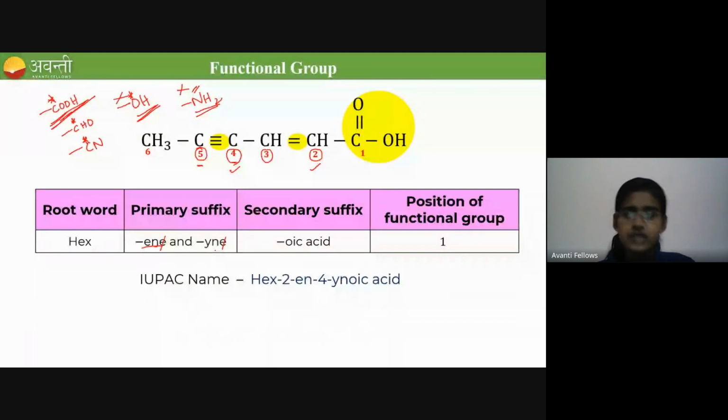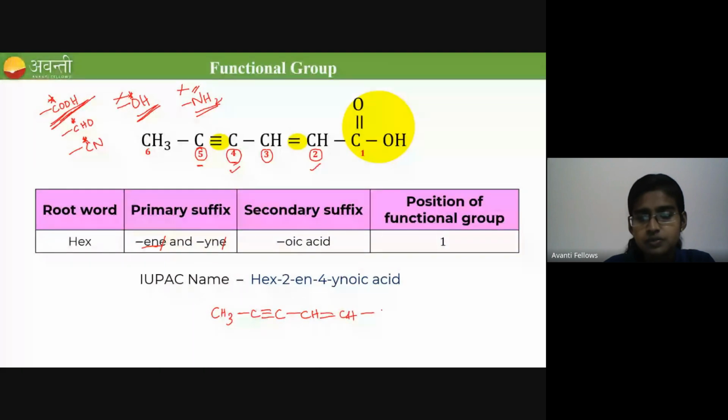If you do not have COOH attached to the system, and the compound is like this, what is the name of the compound? Let me complete the compound first. If this is the compound, what is the name? Can you find the name of this compound? How will you number this compound, from left to right or right to left? From right to left, right? Because double bond should be given the first preference. So 1, 2, 3, 4, 5, 6.